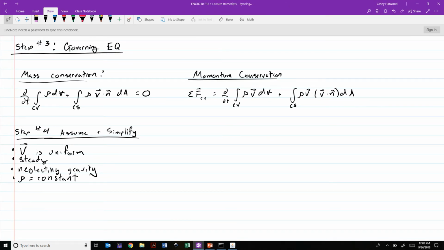All right, so this allows us to do a few things. Let's number these 1, 2, 3, and 4 as our simplifying assumptions. I should have written these in a better order, but we'll take number 2 first. The fact that it's steady basically means that we can cancel out the time derivatives in both equations, mass conservation and momentum.